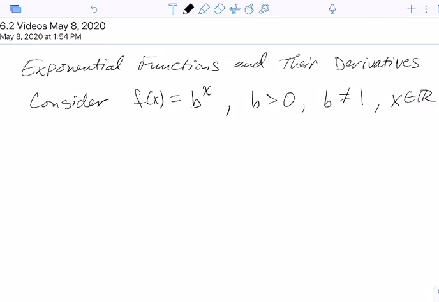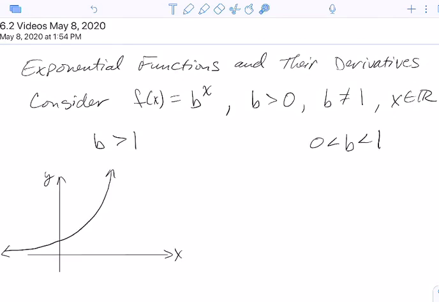We'll look at the graphs of two cases, one where b is greater than 1, and one where b is a positive number but less than 1. For b greater than 1, we see a curve that exhibits exponential growth, and if the exponent is 0, then the output is 1, and so all exponential functions of the form f of x equals b to the x will go through the point (0, 1).